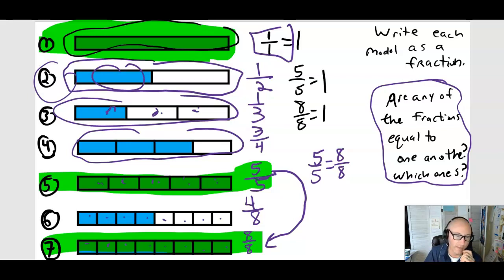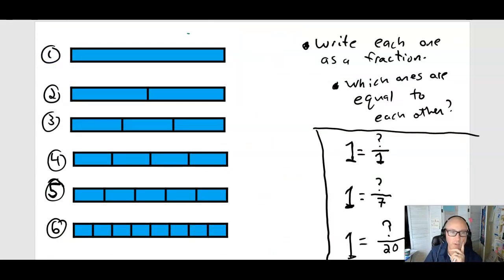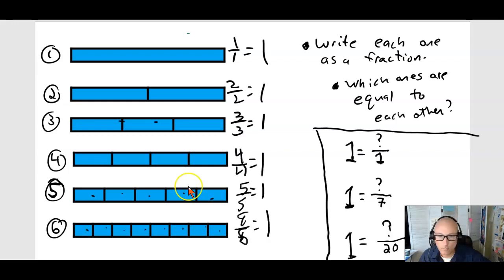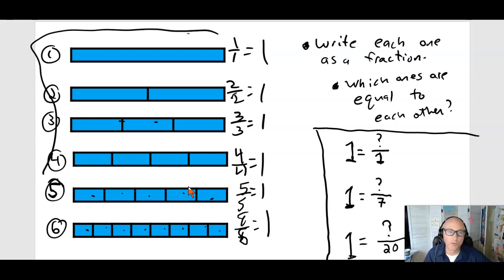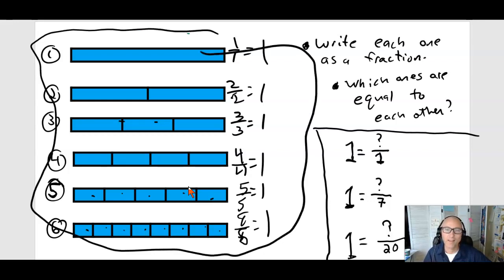Let's look at this next slide and see if this drives this point home for us. So this is 1 over 1. It's 1. This is 2 over 2 is 1. 3 over 3 equals 1. I'll pause for a second. Are you kind of detecting a little pattern here? I think you might be. So write each fraction. Which ones are equal to each other? They're all equal to each other. They're all 1.